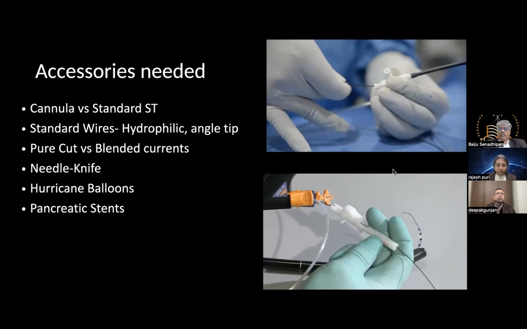pancreatic duct. Now for pancreatic sphincterotomy, either use the pure cut or use the blended current. It will depend upon the personal choice. The role of needle knife in the pancreatic duct cannulation is hardly needed. And once you have cannulated, do a pancreatic sphincterotomy. If required, you can use the balloon sphincteroplasty, or you may use the pancreatic stent for cannulation of the pancreatic duct, especially the minor papilla.